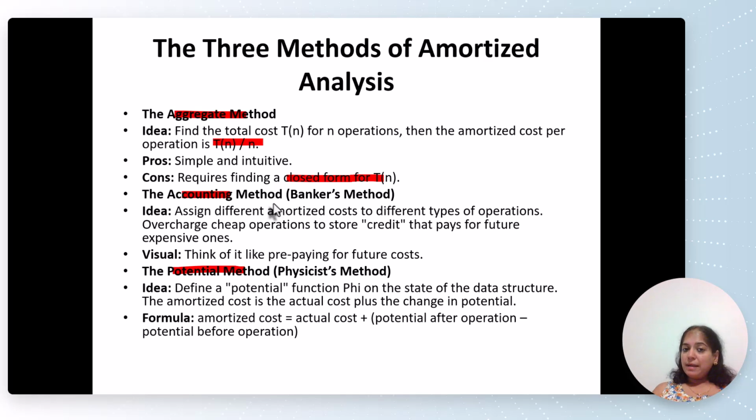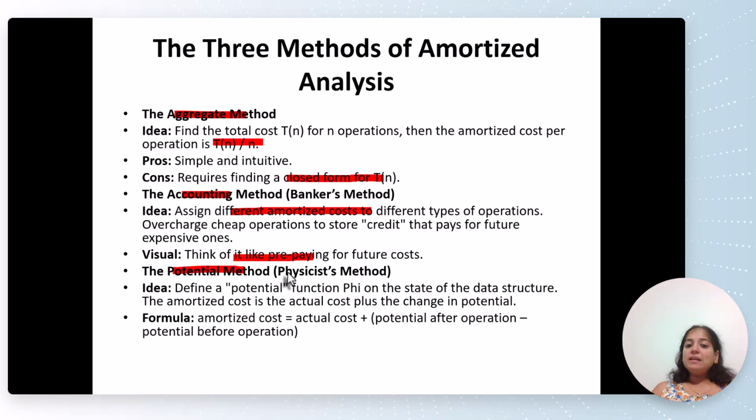In the accounting method, we use the banker's method. The idea is that you assign different amortized costs to different operations, overcharging cheap operations to store credit that pays for future expensive ones. It is like prepaying for future cost.